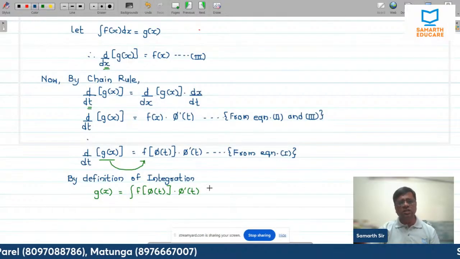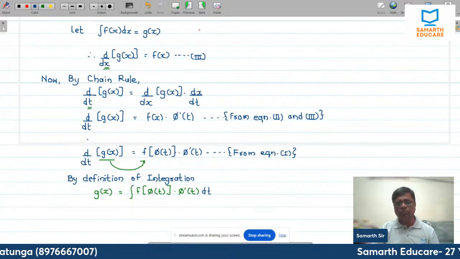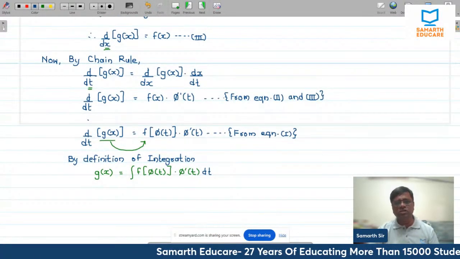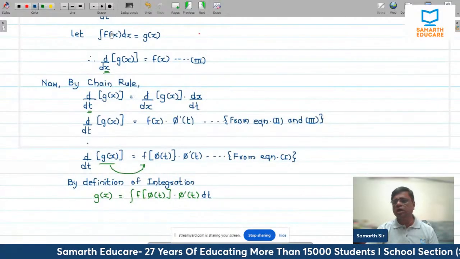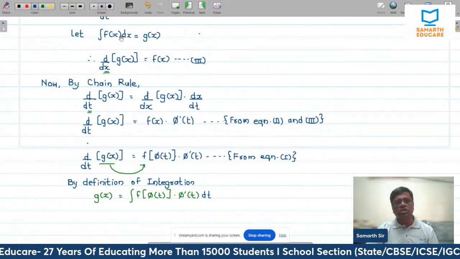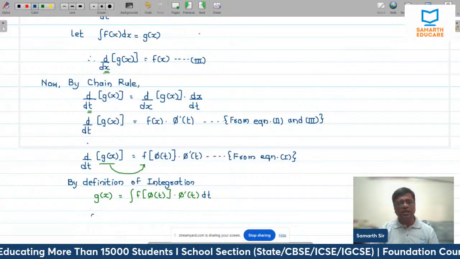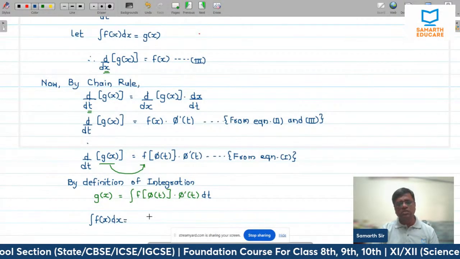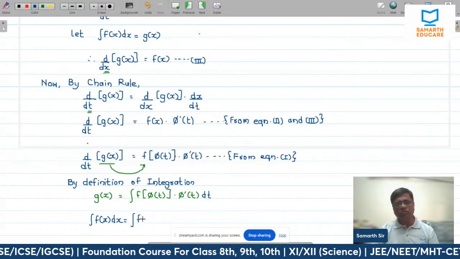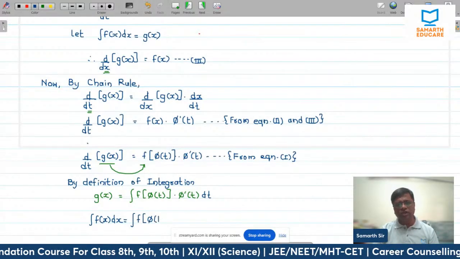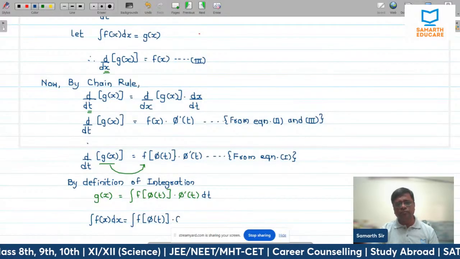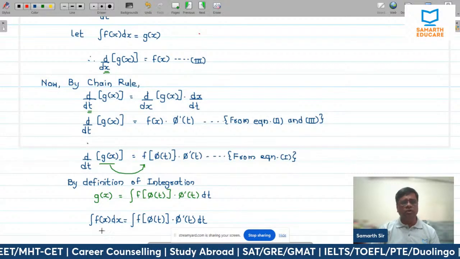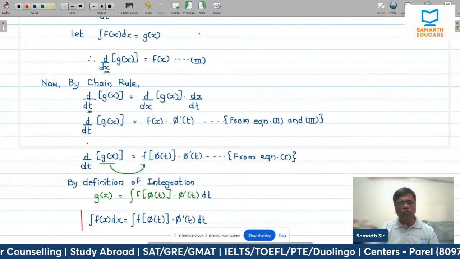Hence, finally, now this is with respect to t. Finally, what is g of x? Can you see here? This part. G of x is integration of f of x dx is equal to integration of f of phi of t phi dash t dt. Okay, now this is the proof, right?